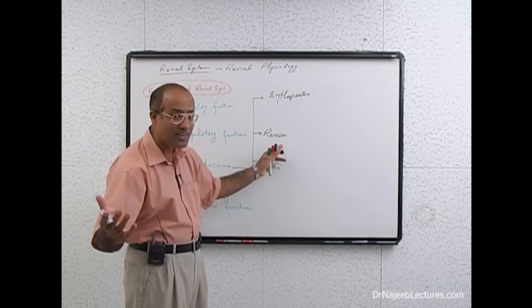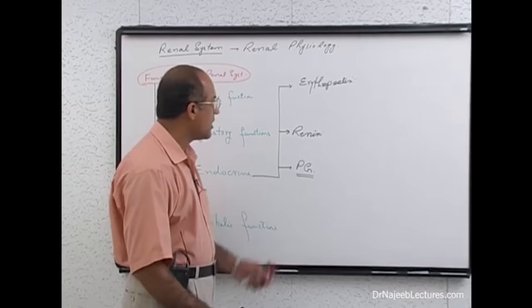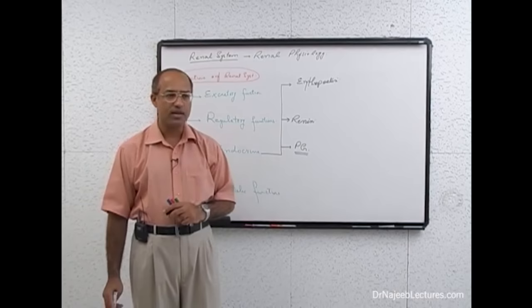Right, so angiotensin 2 levels go up when the blood renin level goes up. Again, we'll talk in detail later. Erythropoietin, okay, that's an interesting situation. Which cells in the kidney produce erythropoietin? I think it's a difficult question.